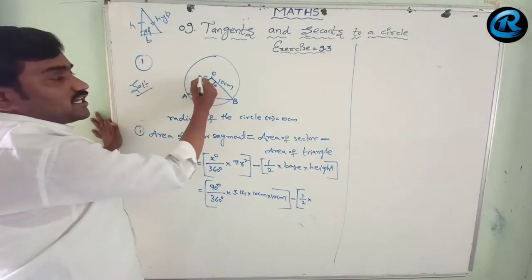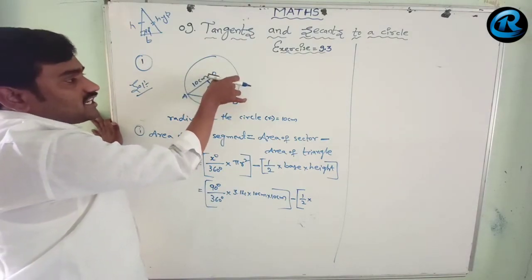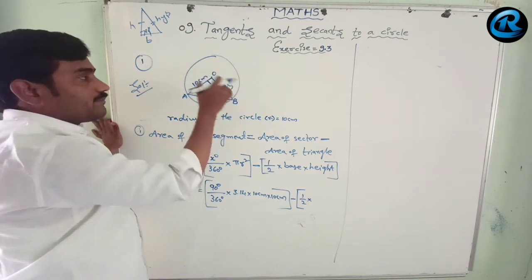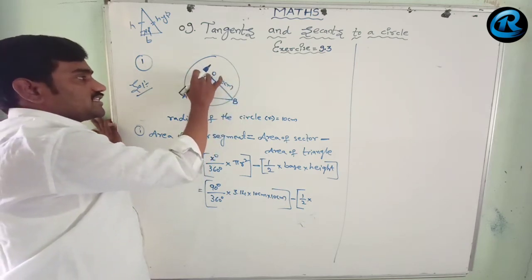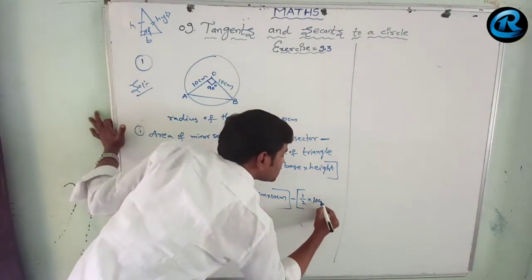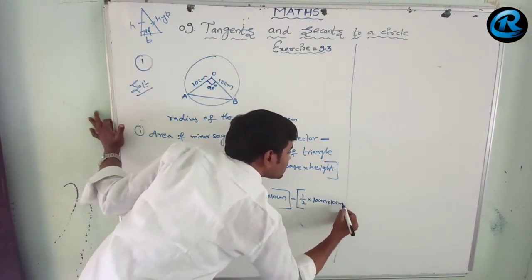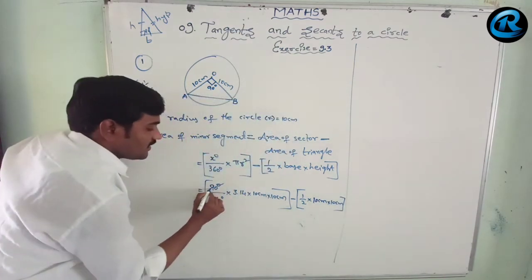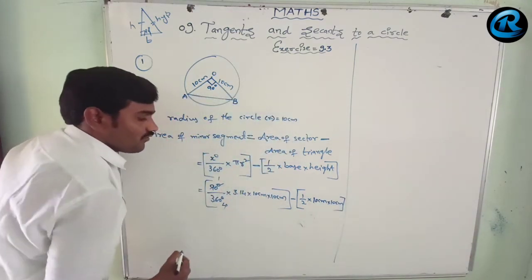If you take this 10 centimeter as a base, this 10 centimeter you take as a height. This 10 centimeter if you take as a base, the other side you take as a height. No problem. So here 10 centimeter into 10 centimeters. Simple. Let us cancel. 9 1s are 9, 4 9s are 36.